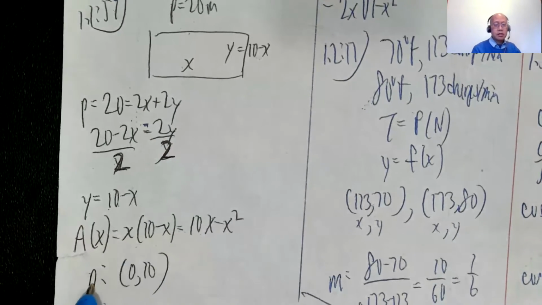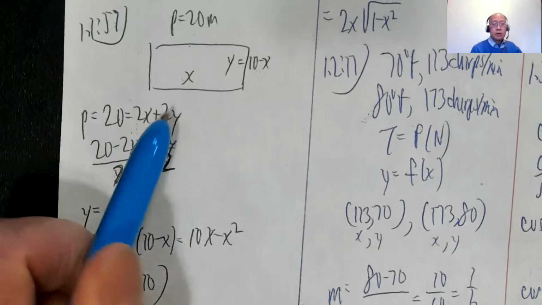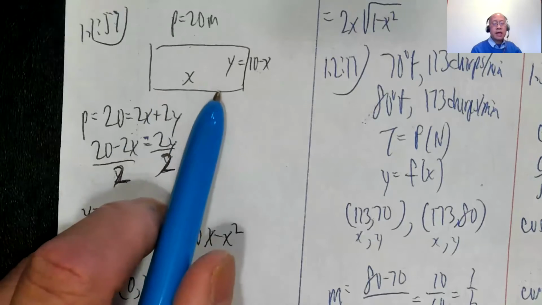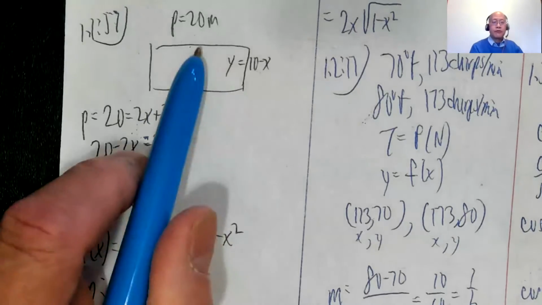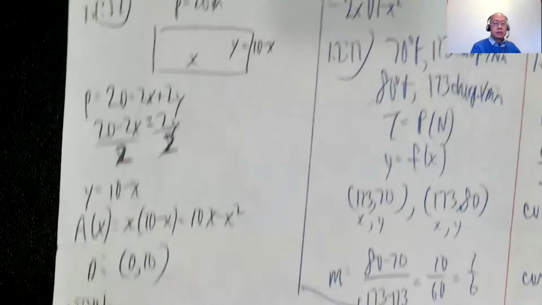Okay, the domain of the function A is the open interval (0, 10). Okay, x is not allowed to be 0. It can't be 10 because that would force y to be 0, and it can't go past 10. So the domain is 0 to 10, like so.